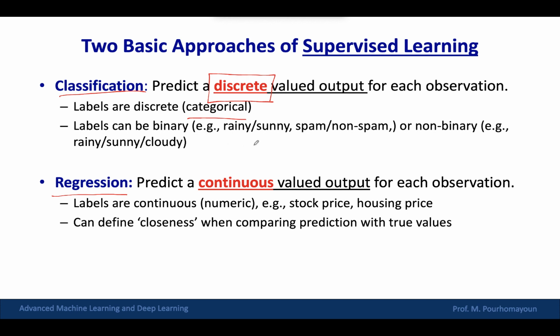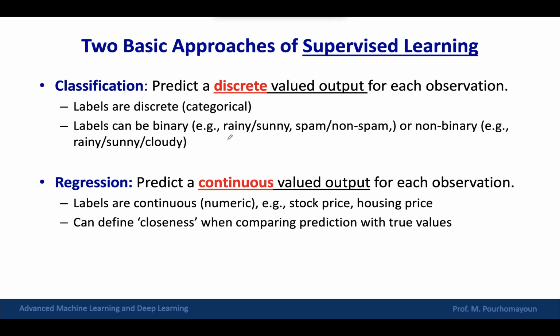Binary samples are, for example, rainy, sunny, or spam, not spam. It can be non-binary like rainy, cloudy, sunny, or for iris flower, Setosa, virginica, versicolor, as you remember. But still, these are categories, these are groups. This is not a number, okay? Remember that. So this part can be a little confusing.